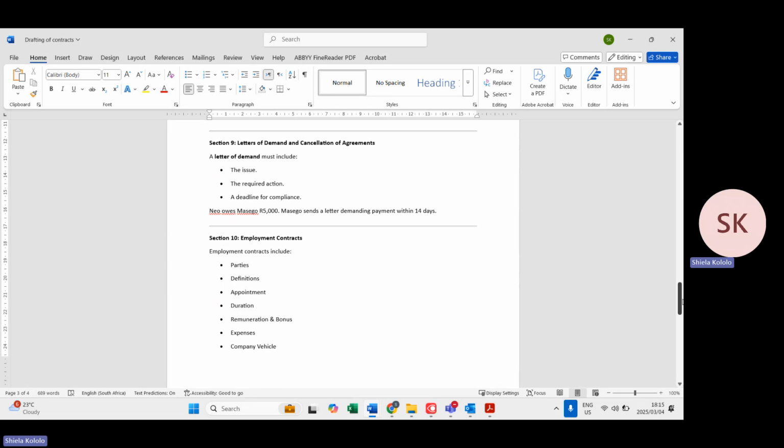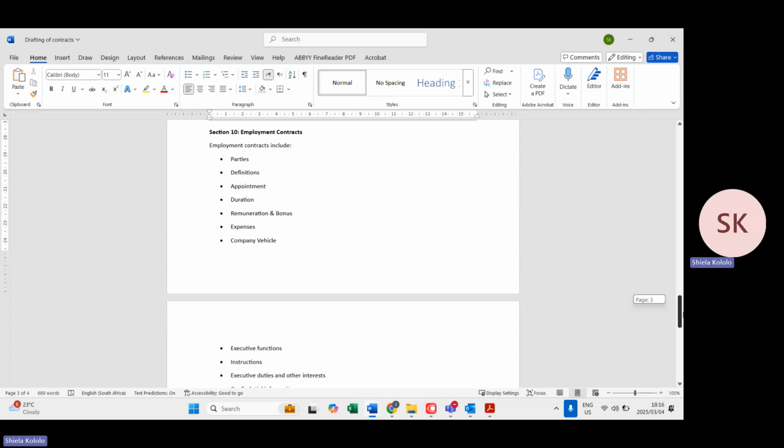That is your letter of demand. You highlight the issue that Neo, you owe me. I need you to pay me, and this is the deadline for compliance, failing which I will exercise further rights under this agreement. I will send an example of a letter of demand in the group, just so that you guys have an idea in case you are not a candidate attorney.